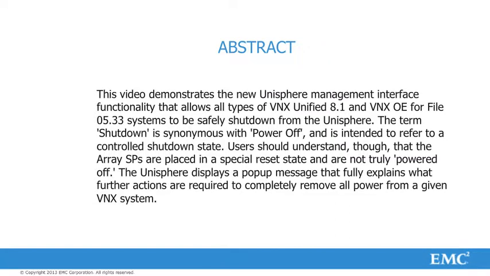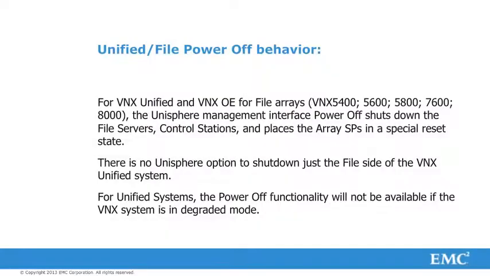a given VNX system. For VNX Unified and VNX OE for File arrays, VNX 5400, 5600, 5800, 7600, 8000, the Unisphere Management Interface Power Off shuts down the file servers, control stations, and places the RASPs in a special reset state. There is no Unisphere option to shut down just the file side of the VNX Unified system. For Unified systems, the Power Off functionality will not be available if the VNX system is in degraded mode.